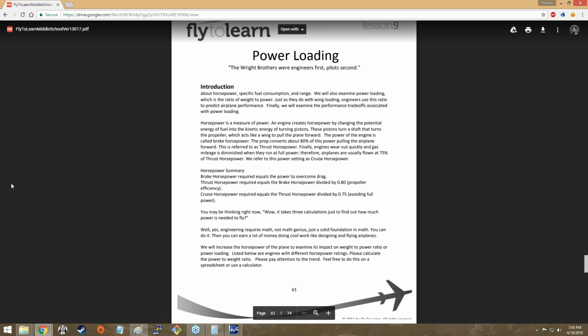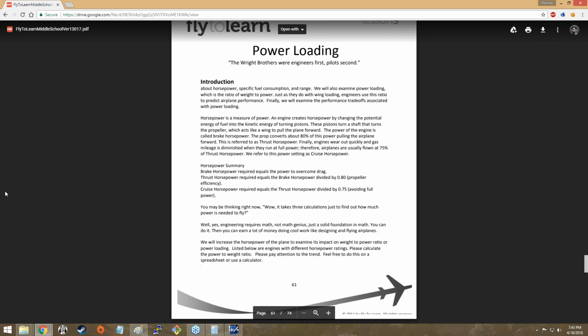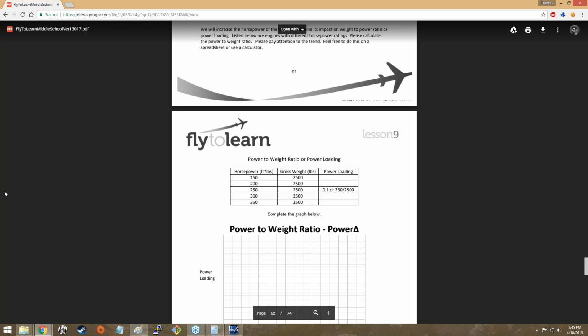So we will increase the horsepower of the plane to examine its impact on weight-to-power ratio or power loading. Listed below are engines with different horsepower ratings. Please calculate the power-to-weight ratio. Please pay attention to the trend. Feel free to do this on a spreadsheet or use a calculator.